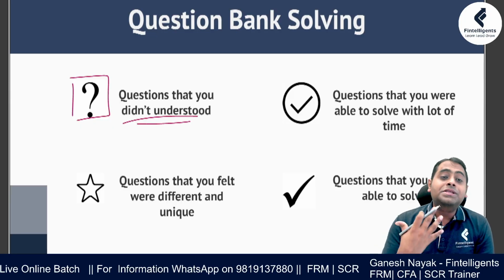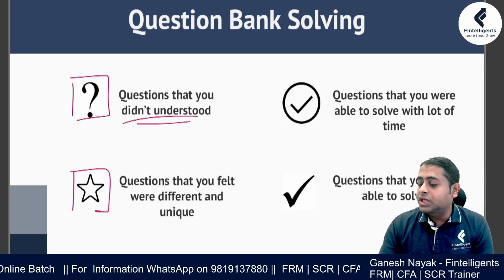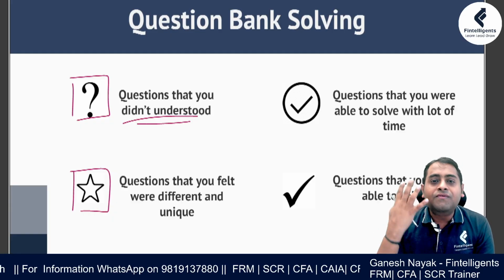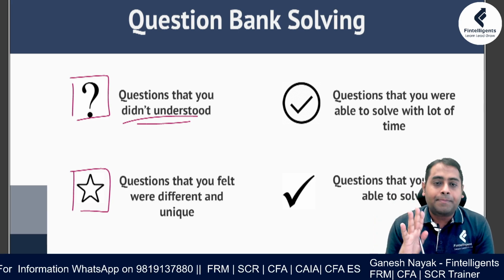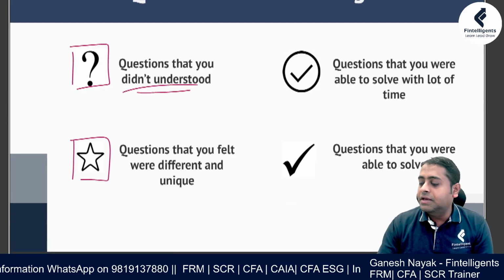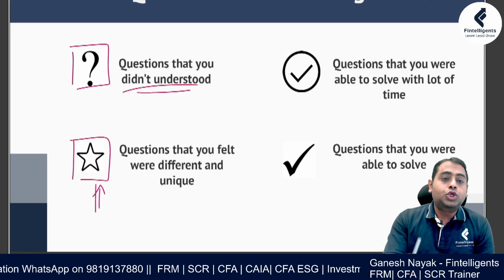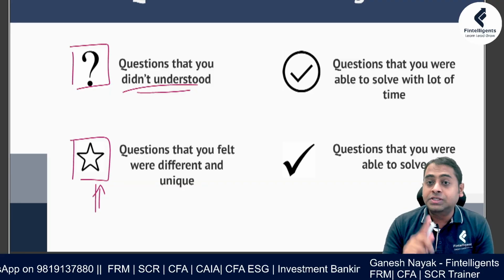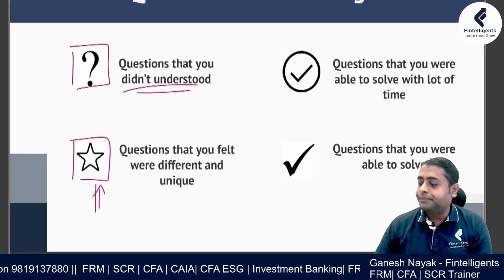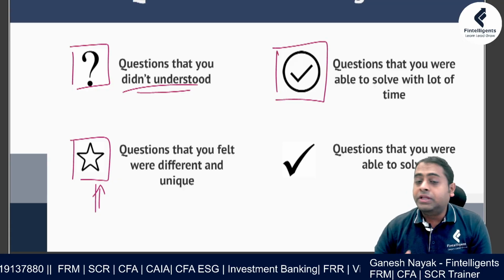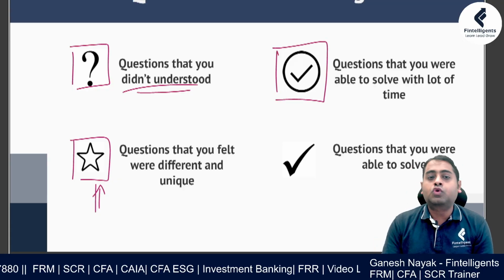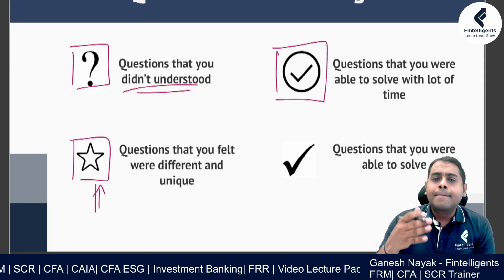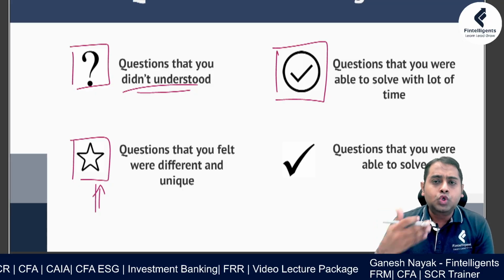There could be certain questions which are very unique: you have read the concept but the question was very different from what you have read in the book, or basically it's one level up. So give them a star. Make sure that you are giving different notations to different types of questions. Very, very important, because this will help you analyze. Then there could be certain questions which you knew how to solve, how to get the answers. This could be mostly calculation-based questions, but too time consuming or too lengthy.